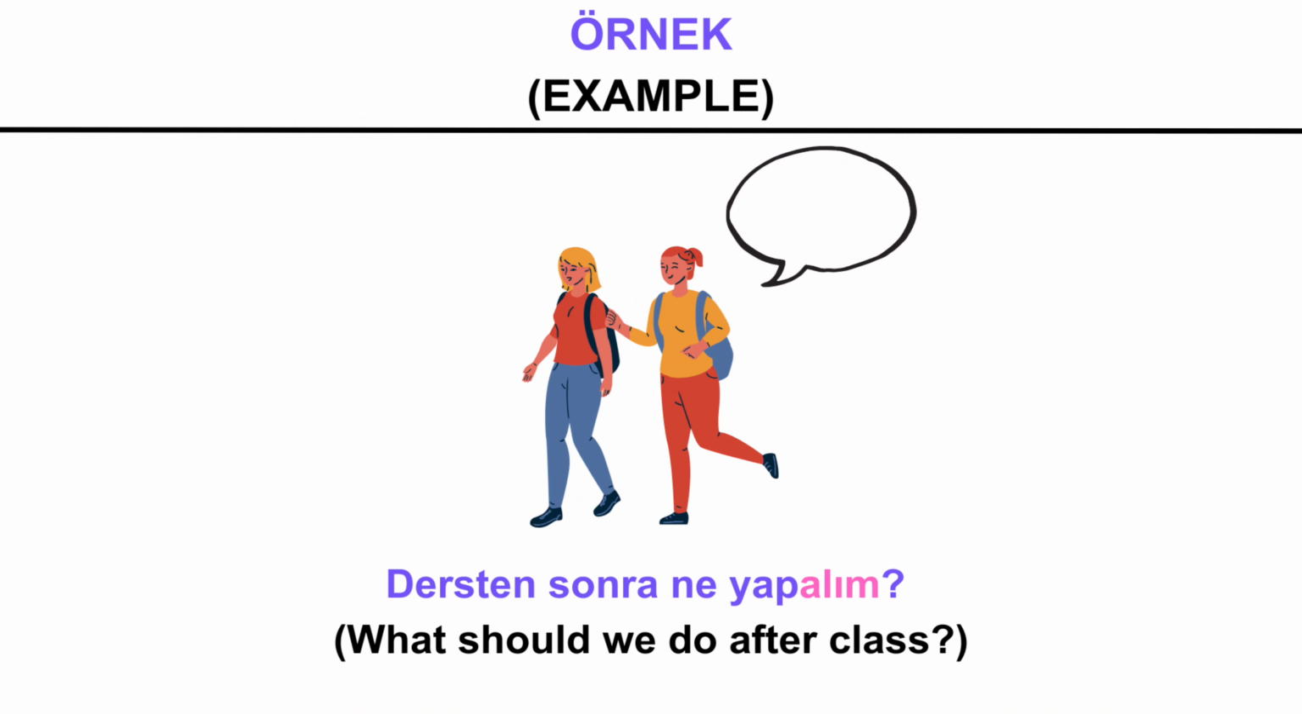Dersten sonra ne yapalım? What should we do after class? As you can see in this example, the optative mood, when used like this, can also mean like asking for a suggestion, advice, an idea. So it doesn't have to be always like, I want to do this, or I'll do this, or let's do together, something like that. Depending on the context, it can also mean more like asking for a suggestion.